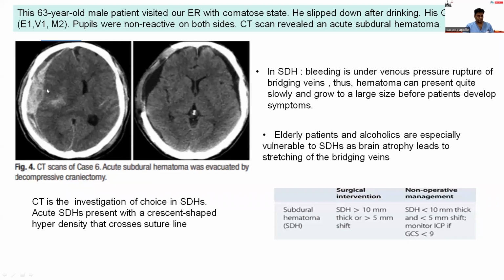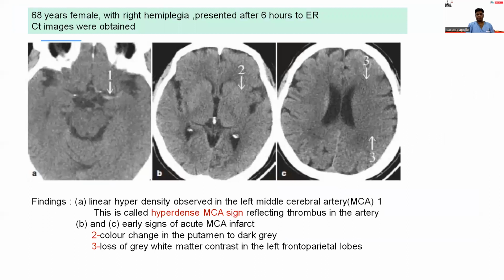This is a subdural hematoma because it is crescent shaped, and it crosses the suture line. It is very slow in formation because it is formed by veins. So on presentation, the patient can also have large SDHs, because it is slow in growing. Surgical intervention is needed when the SDH is greater than 10 mm thickness, and if there is a midline shift greater than 5 mm.